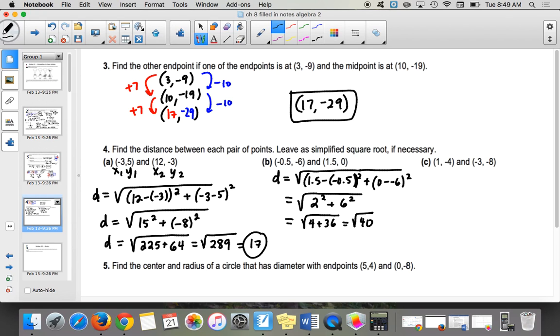So it breaks into a factor tree of 4 and 10, right? And then 2, 2, 2, 5. So how do we simplify it? What's a big perfect square that goes into it? Not a big one, but what's a perfect square that goes into it?